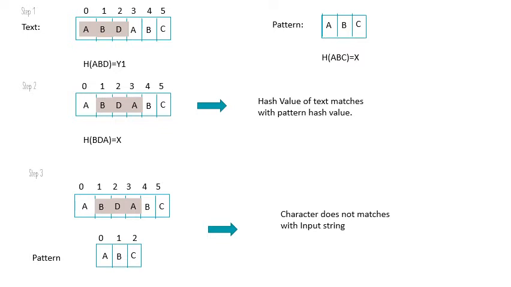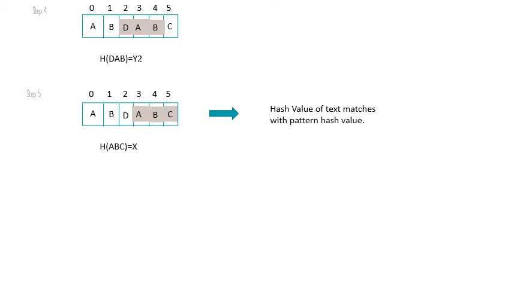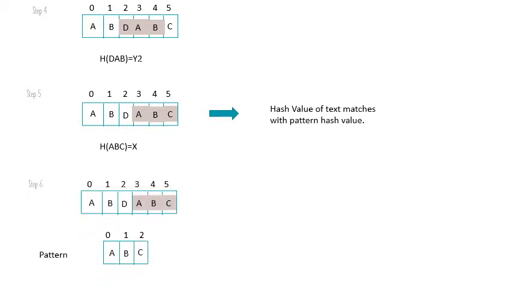As the first character of both the strings does not match, we'll move forward. Now, as we move forward, we see that the hash value of the text string and the hash value of the pattern string are the same. In the next step, we'll start comparing the characters of each string. As you can see in step 6, we have found the pattern at position 3 in the text string. We'll return that position as our output.